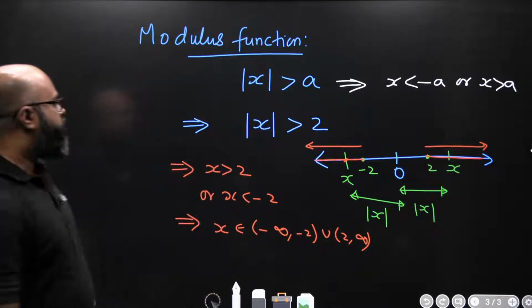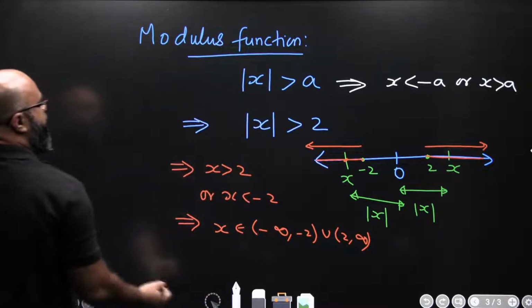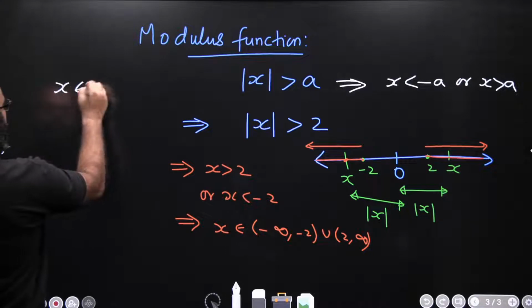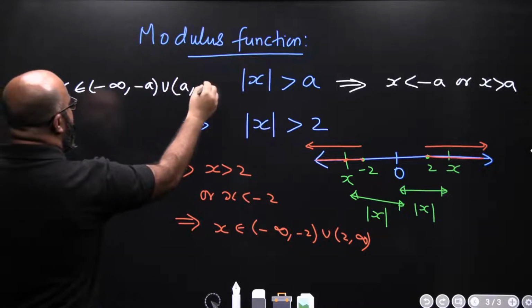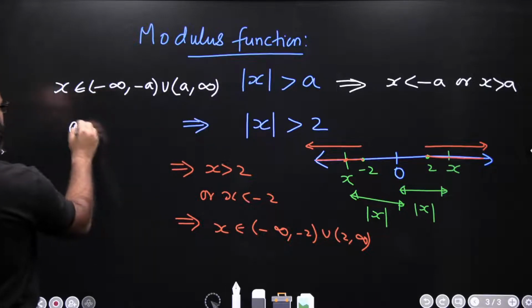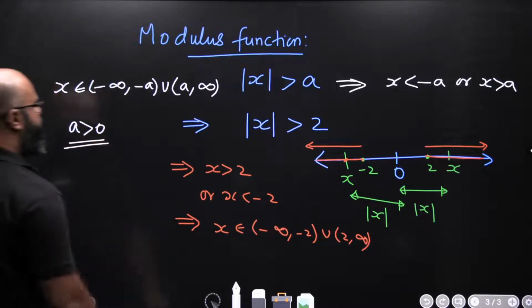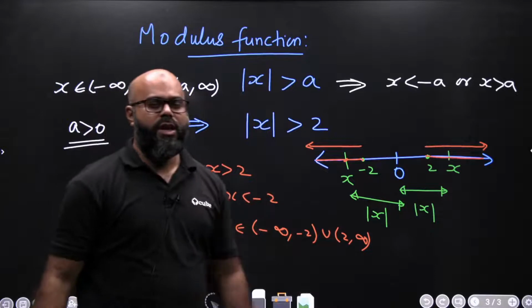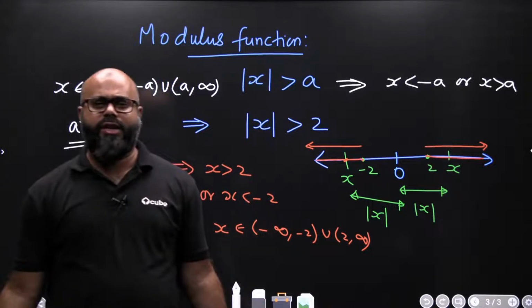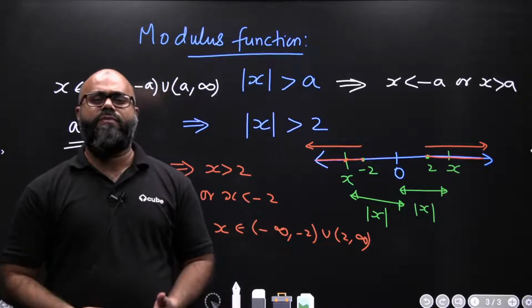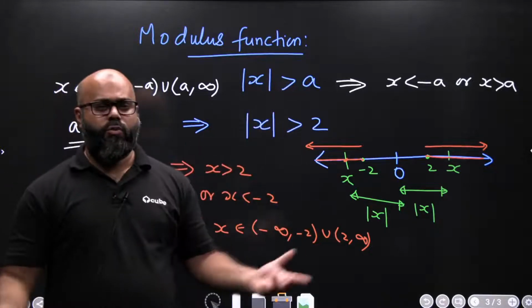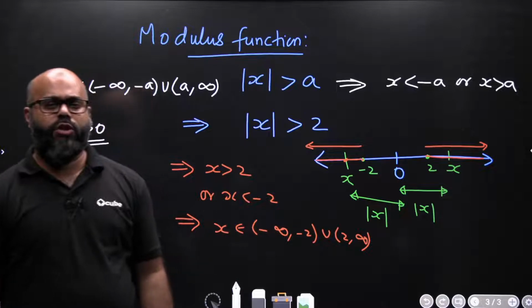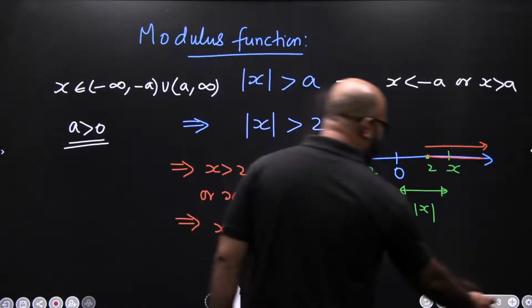Now, if you see here that mod x is greater than a, that means that x belongs to minus infinity comma minus a union a comma infinity, and a is greater than 0. That you have to remember. Mod x is greater than 2, obviously. If it is greater than minus 2, then it is all the real numbers, because a negative value is always smaller than mod. So, for taking a negative, there is no point. I am taking a as positive only.